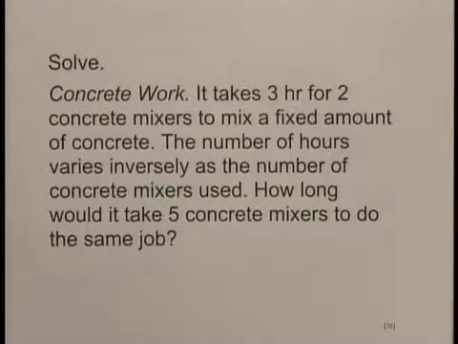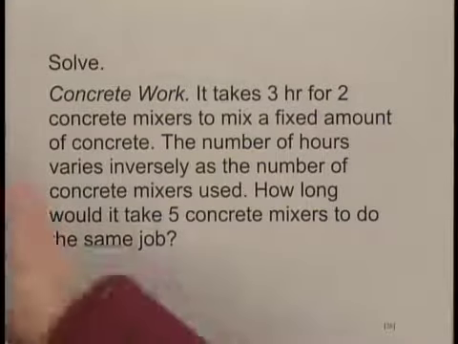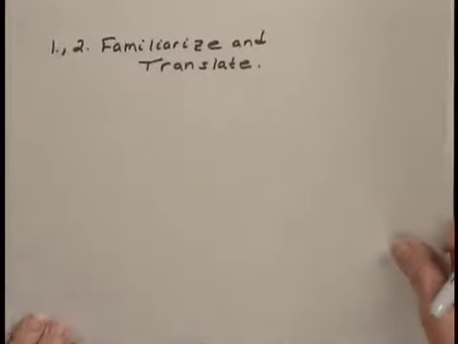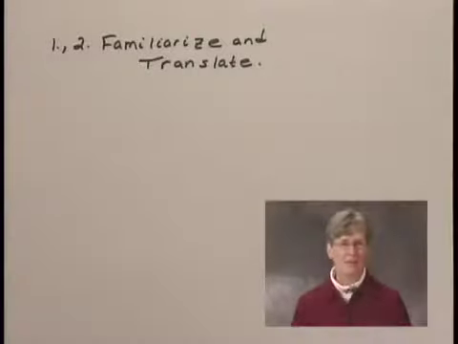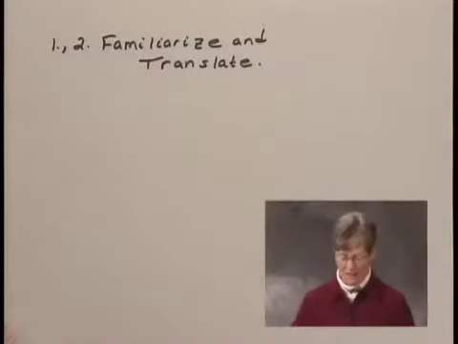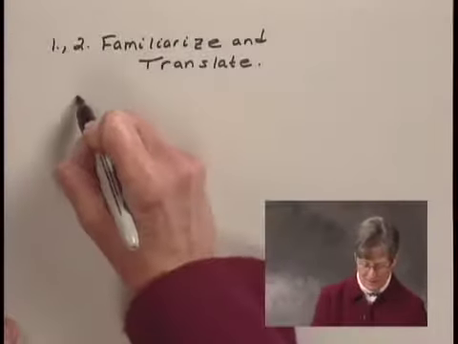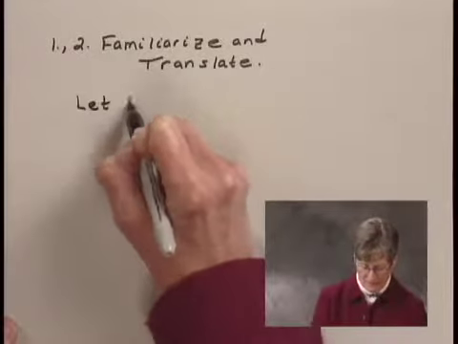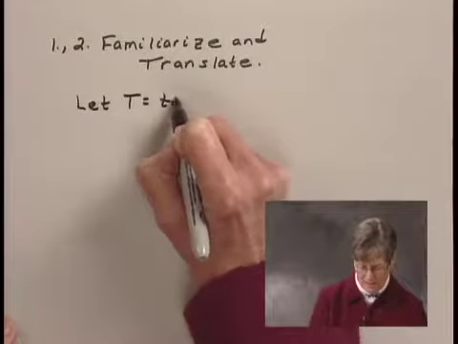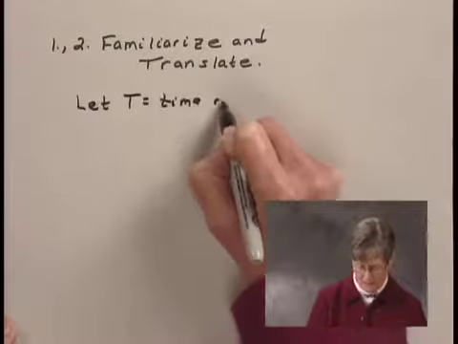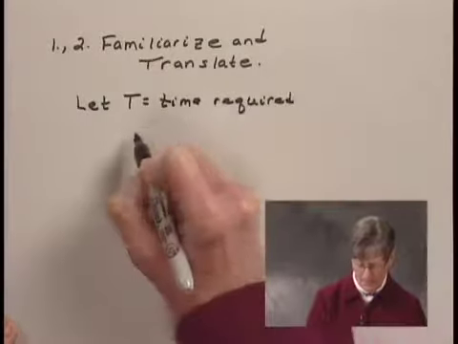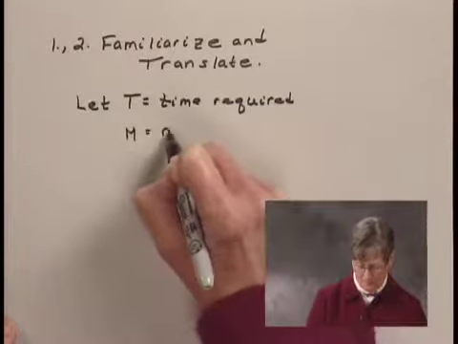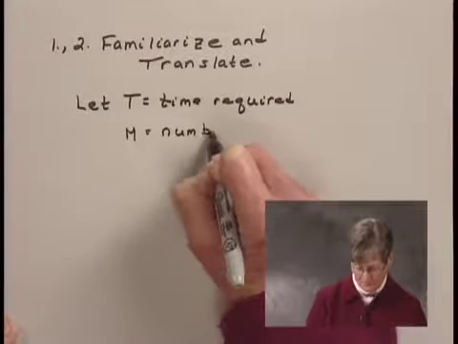Well, we need to use the 5-step problem-solving process, and the first step is to familiarize ourselves with the problem. The second step is to translate to an equation. And we can combine these 2 steps in this case. Let's begin by assigning some variables. Let's let t be the time required to do the job, and let's let m be the number of mixers that are used.